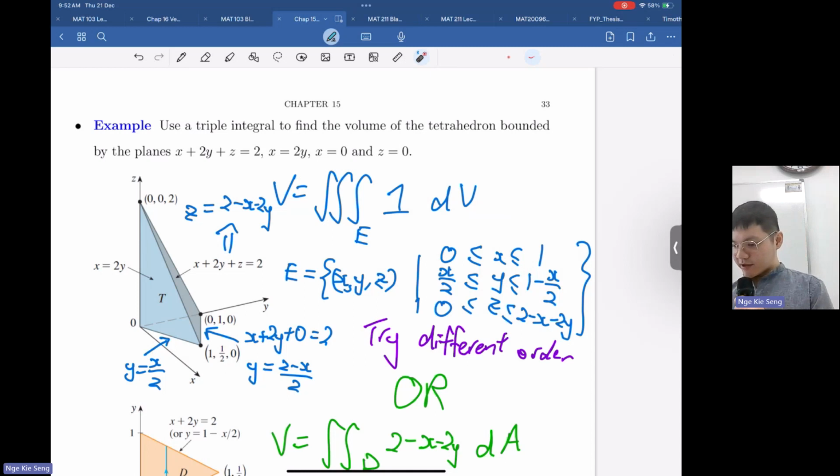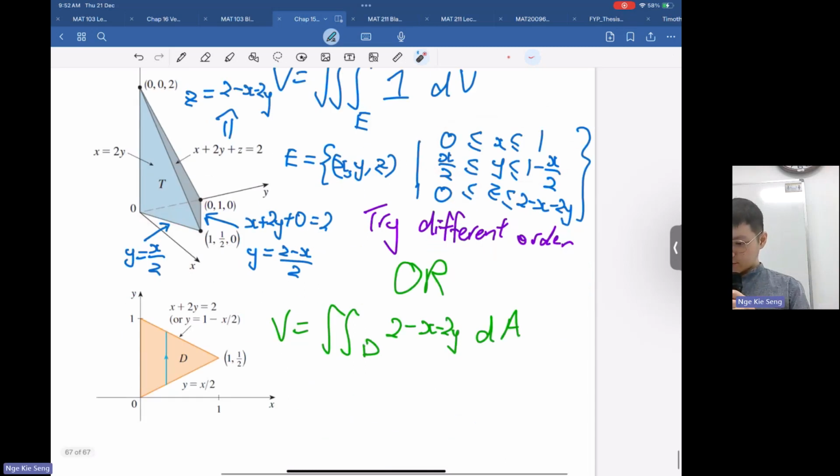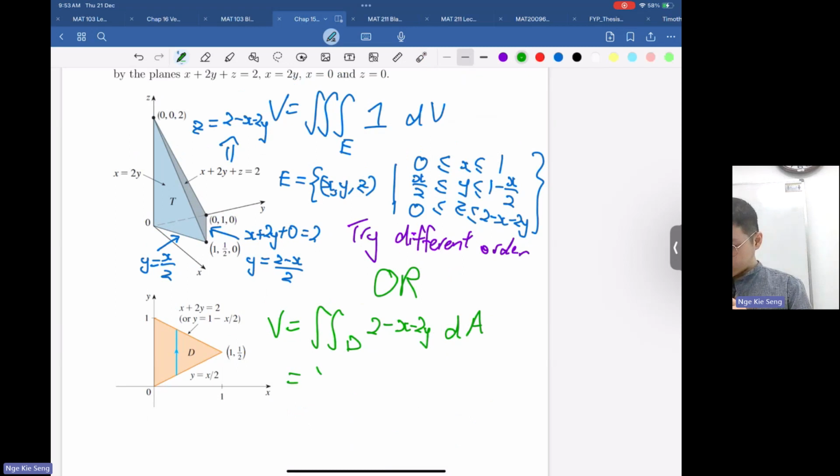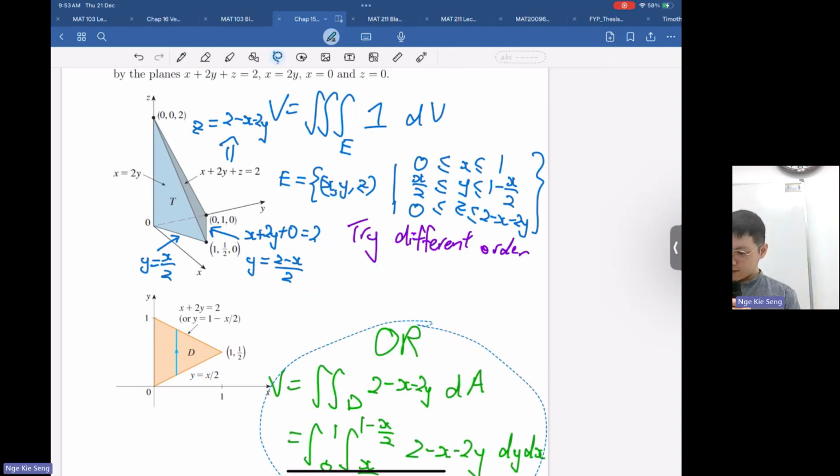So what's this domain here? This domain is exactly what we have found just now. So we're integrating x from 0 to 1, y from x over 2 to 1 minus x over 2, of 2 minus x minus 2y, dy dx. Now can you see that these two are actually the same thing?